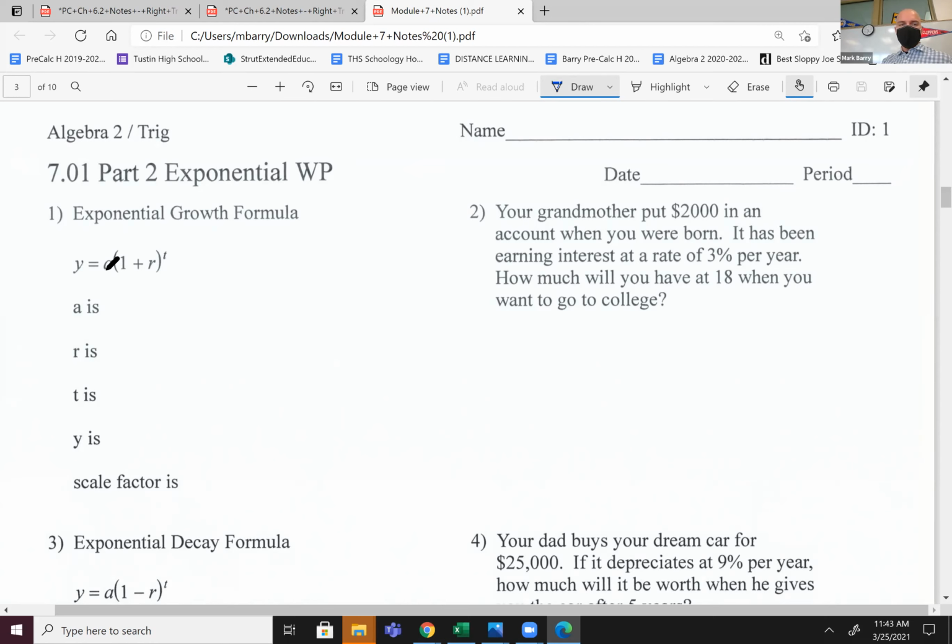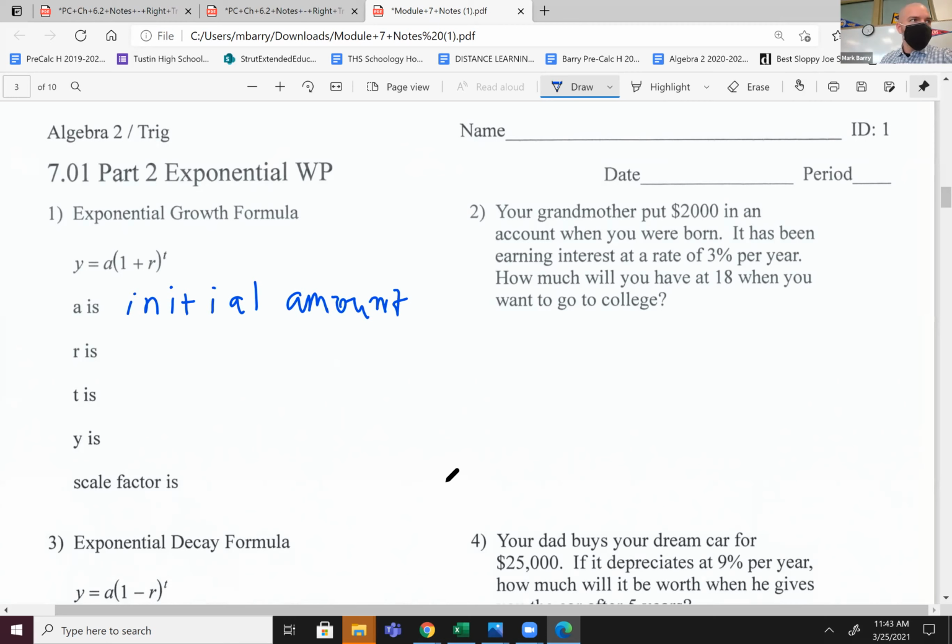So this one says y equals a, parentheses, 1 plus r, close the parentheses, to the power of t, all right? So let's define all these variables. This is going to be very important for you to have on your notes. You can reference it. So A is the initial value or the initial amount. Oh, okay. A is the initial amount.